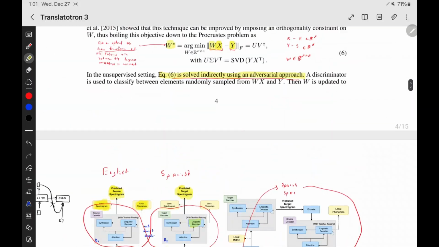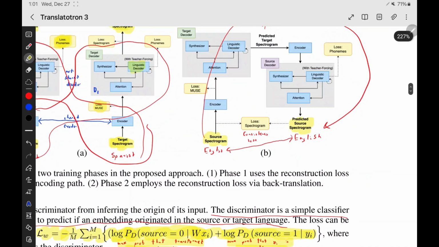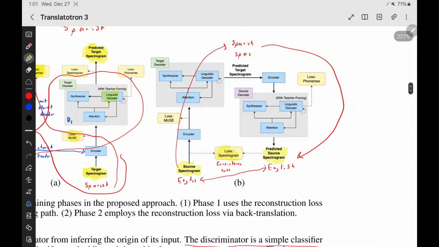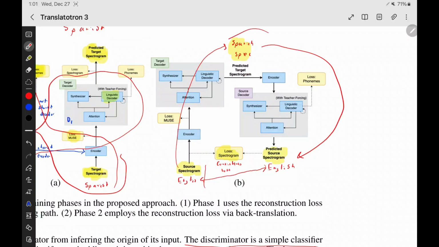Translatotron 3 isn't too much more complicated than Translatotron 2. It's just two Translatotron 2 models combined together. You have a cycle consistency loss, and that allows you to produce these Spanish spectrograms. And you can now do this English to Spanish or Spanish to English conversion by just taking one part. So you could just take this part, and I can do an English to Spanish conversion, or I can just take this part, and I can do a Spanish to English conversion.